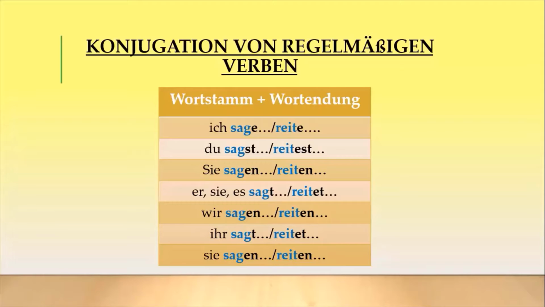Now, most of the regular verbs will have the conjugated form similar to the verb sagen's conjugation, but for verbs that have the stem ending in T, they will have this form of conjugation. Also, for the irregular verbs, the structure of the verbs is different when those verbs are conjugated. And this is what will come in the next part.